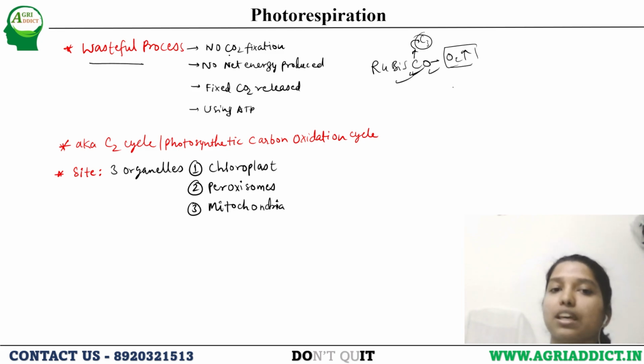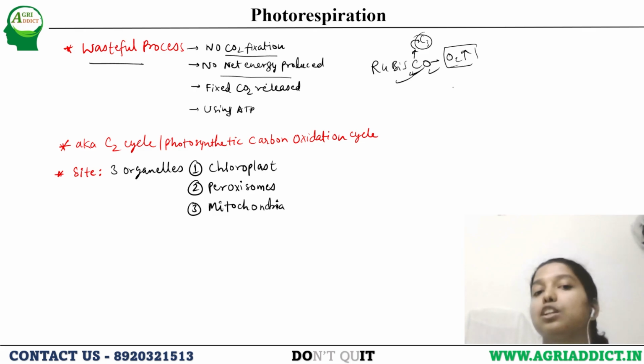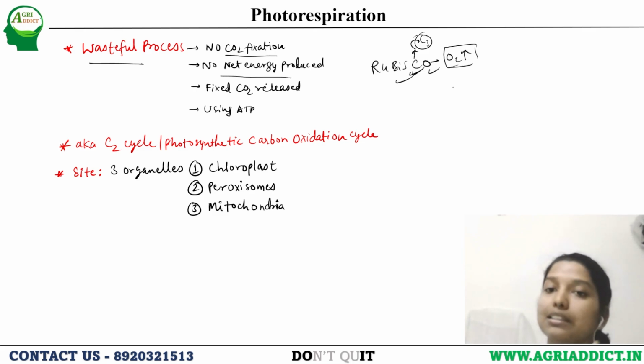Why are we saying that? Because there is no carbon dioxide fixation, no net energy is produced, and fixed carbon dioxide is released. Whatever carbon dioxide the plant is fixing, in this process that carbon dioxide is also getting released. It is completely a waste process, and it also utilizes one ATP which is produced in the light reaction. It is also known as the C2 cycle or photosynthetic carbon oxidation cycle. Important, this C2 cycle is important.